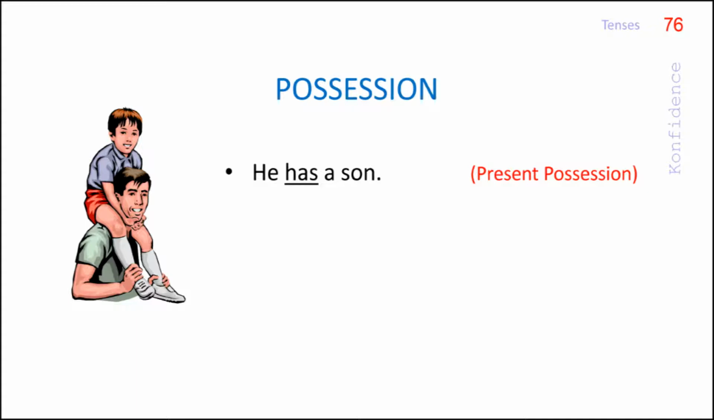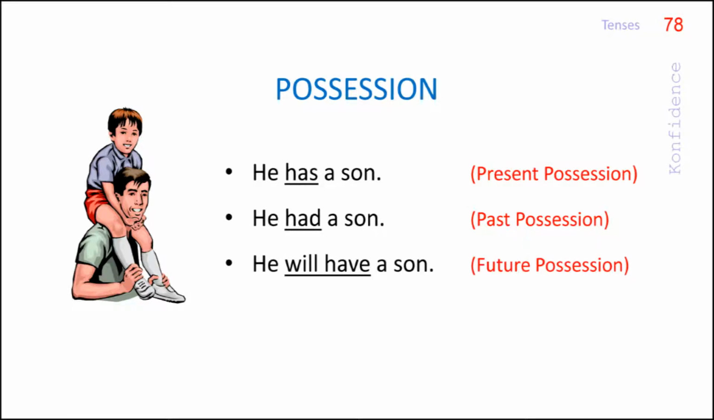The first example, he has a son, says that the person he possesses a son now, at the time of speaking. But the second sentence, he had a son, indicates that the person he does not possess a son right now. That means his son was dead. He possessed a son only in the past time.